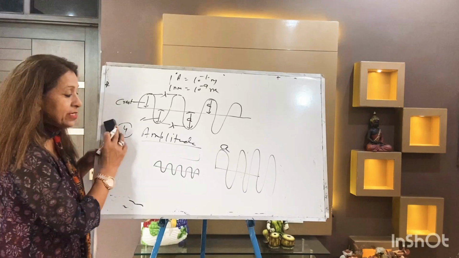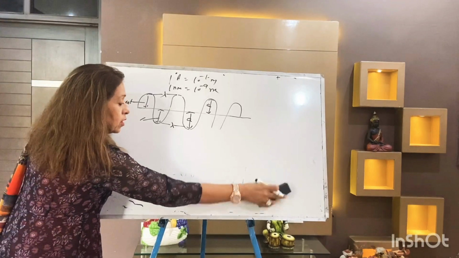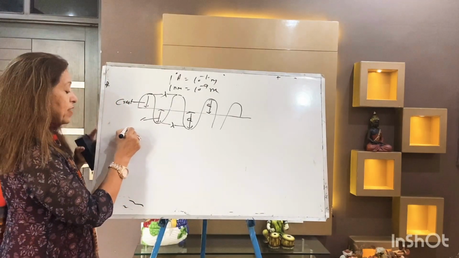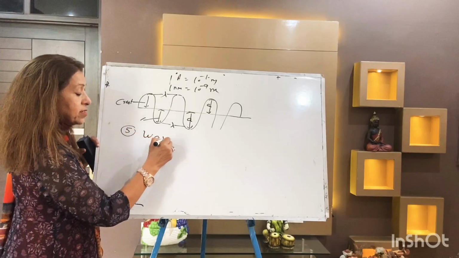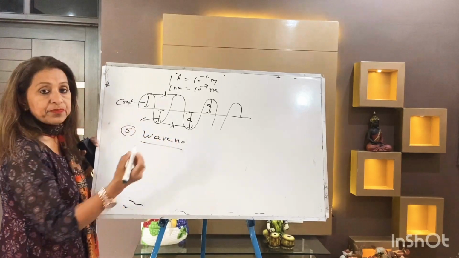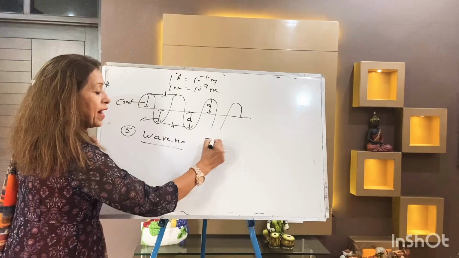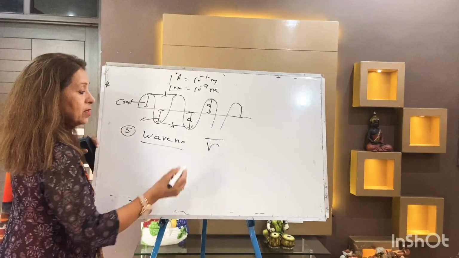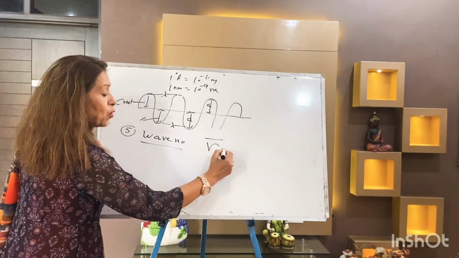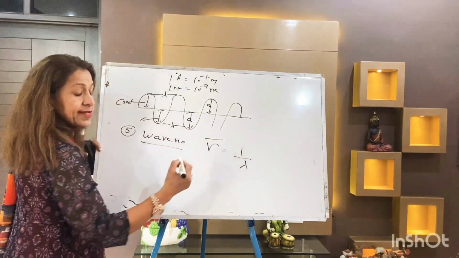Amplitude is just height and depth. Okay, number 5 is the wave number. This is the last characteristic. Wave number is represented by nu bar. It's the reciprocal of wavelength.